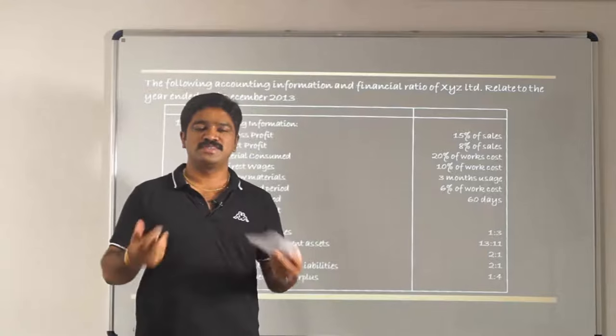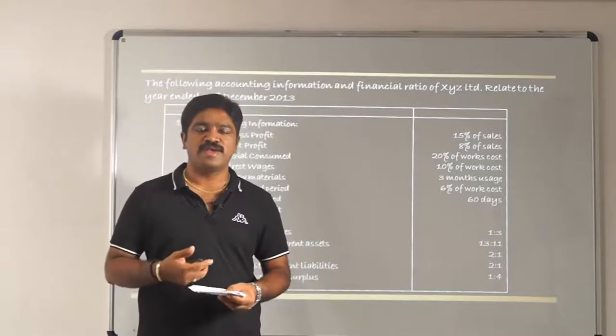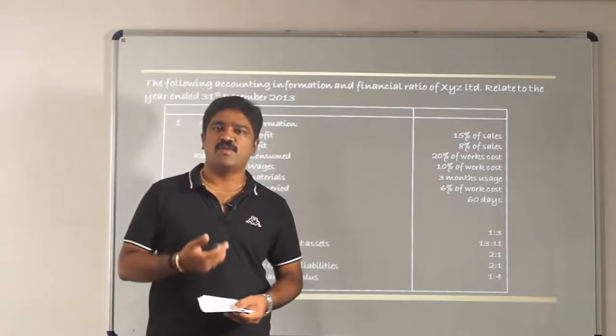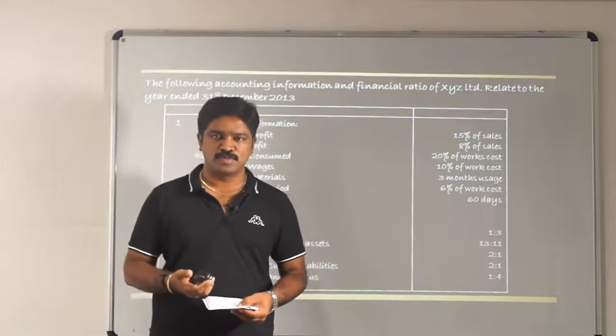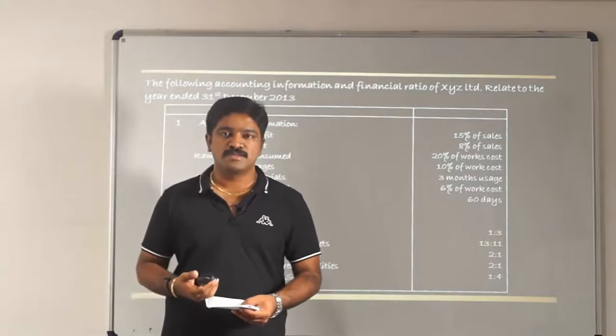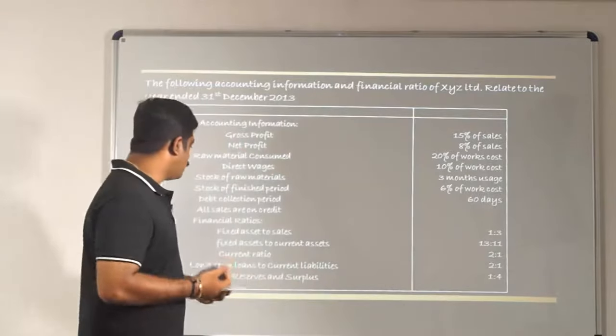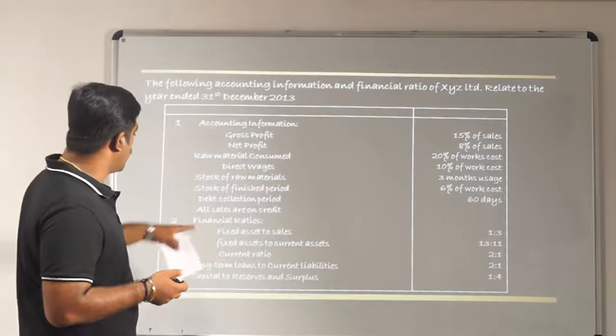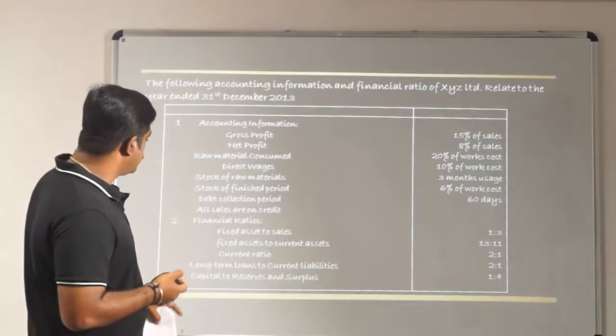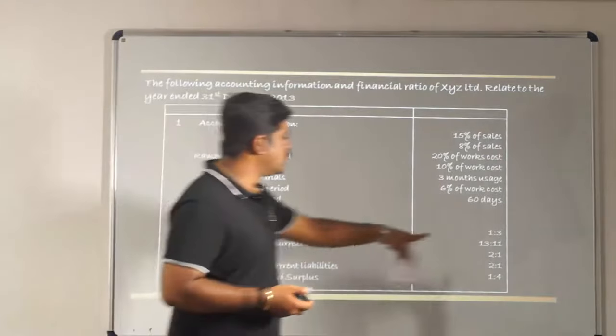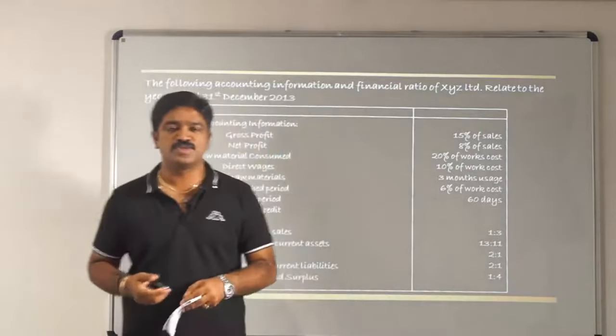So just visualize the structure of the income statement. You should have income on one side, then you should have all your expenses, then you will get to know what's your profit. Okay, but how do you start with what's your income, what information you have? Probably for that you should go through your financial ratios, and in that the first one is fixed assets to sales. The ratio is 1:3.